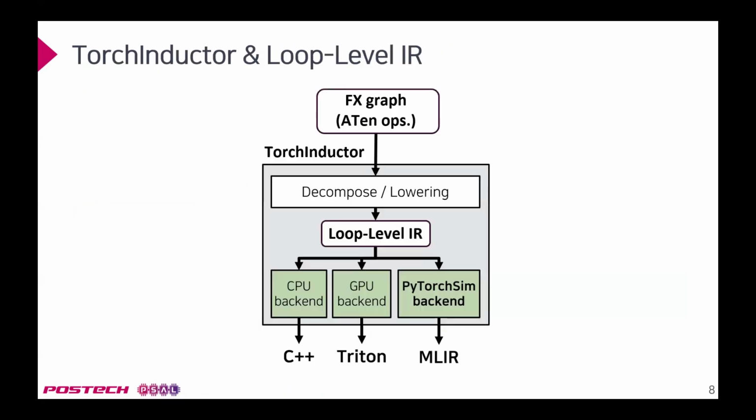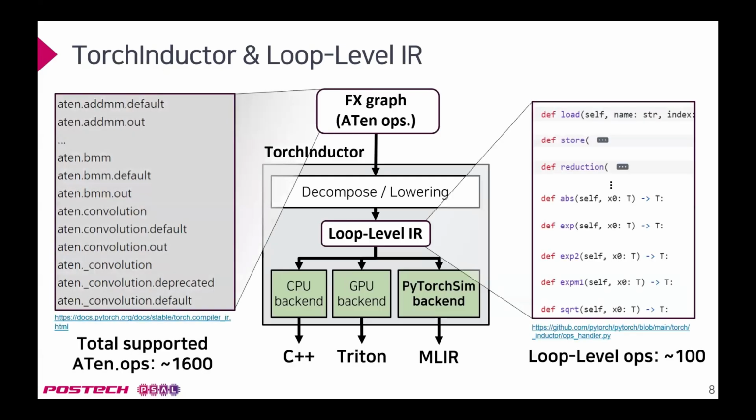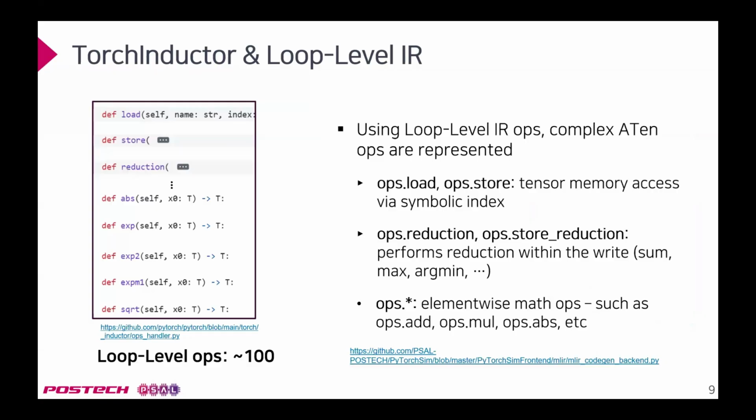Now, let's look at what Torch Inductor does with this FX graph. Torch Inductor decomposes and lowers the roughly 1,600 ATen operations down to a smaller set of about 100 loop-level IR operations. This intermediate representation is simpler and hardware agnostic. From this loop-level IR, different backends generate their own target code, C++ for CPU and MLIR for PyTorchSim. And let me give you a quick overview of the key loop-level IR operations.